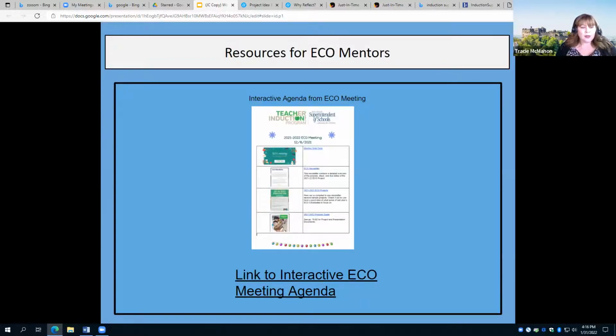So we have some resources specifically for ECO mentors, because like I said, it's a little bit different. Our ECO are those early completion candidates. Not all of you have ECO candidates. In fact, we don't have as many ECOs this year as we normally do. So probably not a lot of you even have ECO candidates, but if you do, this slide is really good for you. It has that interactive agenda from the meeting that we had for ECOs, really maps out what the expectations are for them. That's just another resource we're providing for you, in one place, this slide deck.